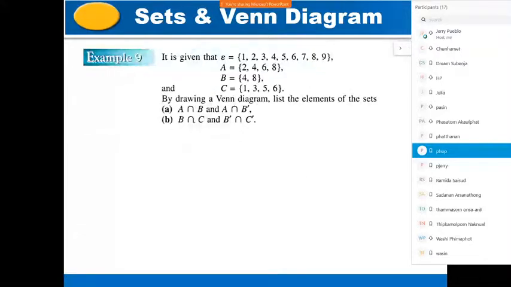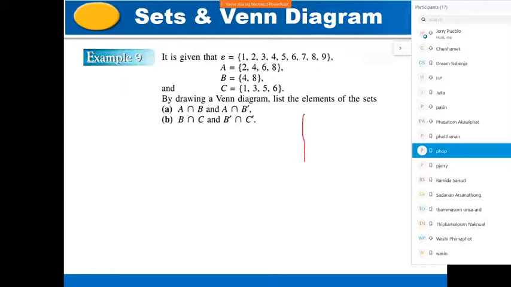Next. Example number 9. It is given that E is 1, 2, 3, 4, 5, 6, 7, 8, and 9. This is our universal set, right? Set A is 2, 4, 6, 8, set B is 4 and 8, and set C is 1, 3, 5, 6. In other words, there are 3 sets given, and 1 universal set. Draw a Venn diagram. I will draw my own first before I show the answers.